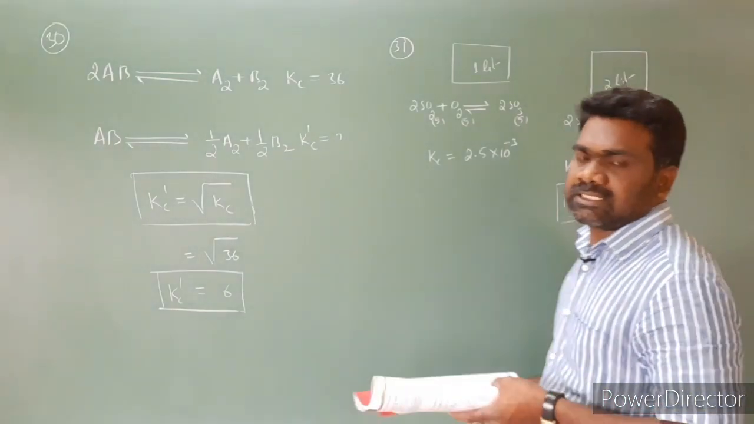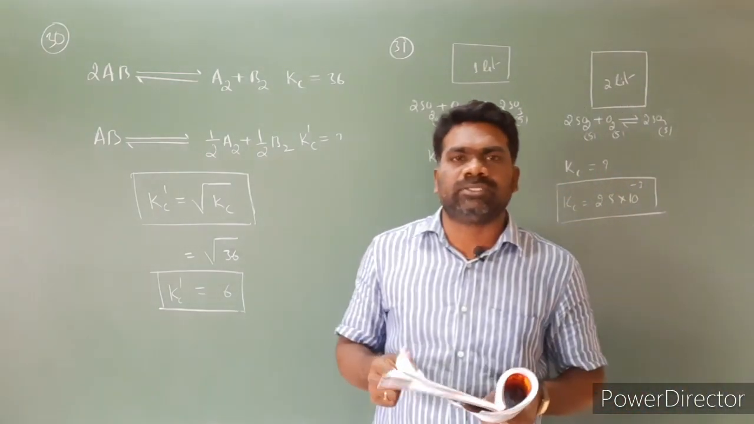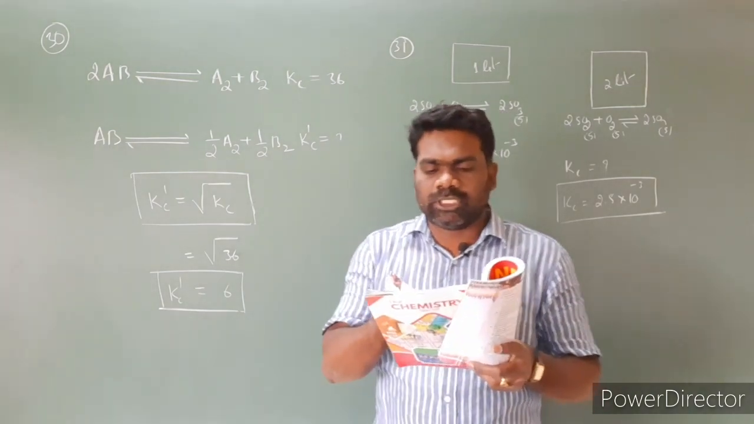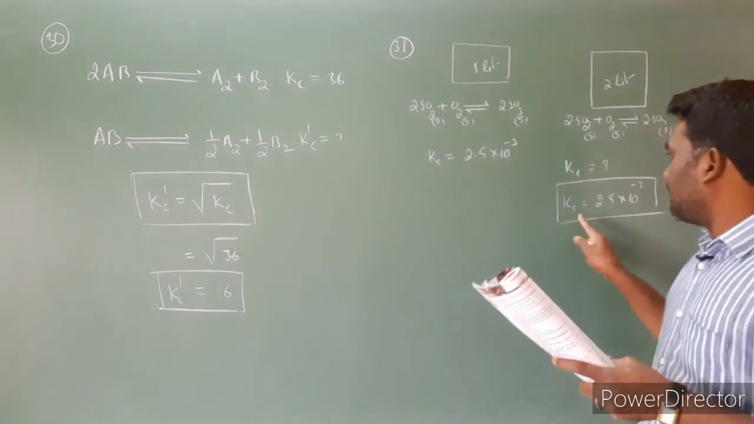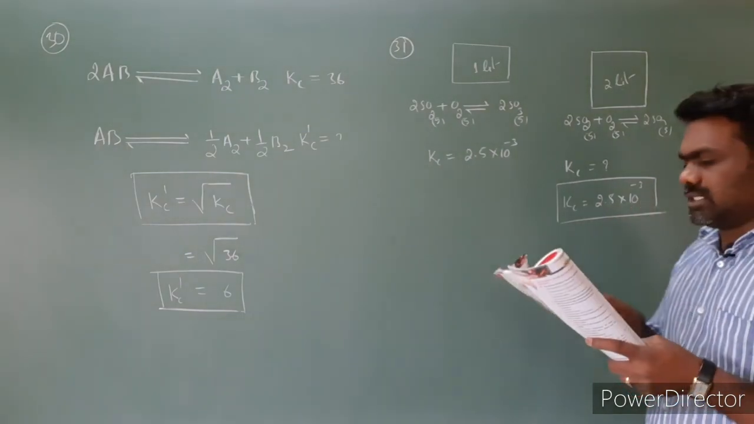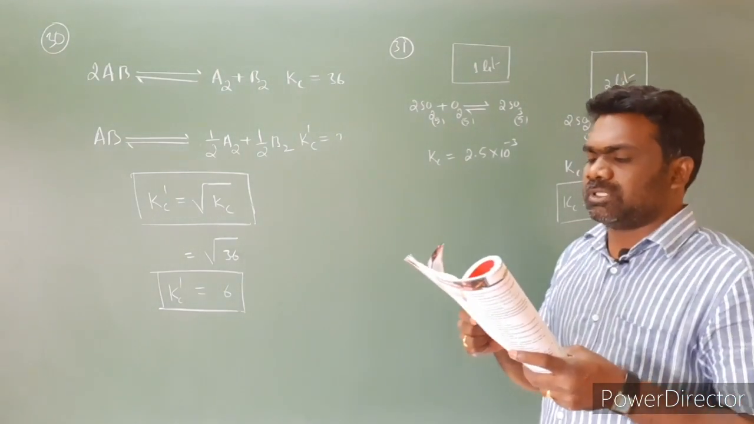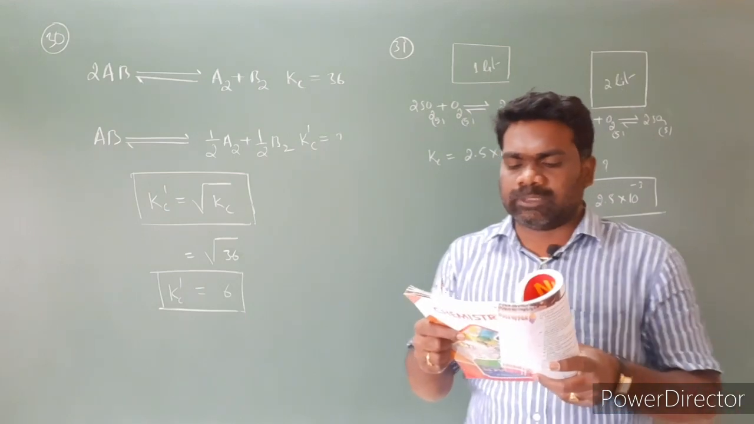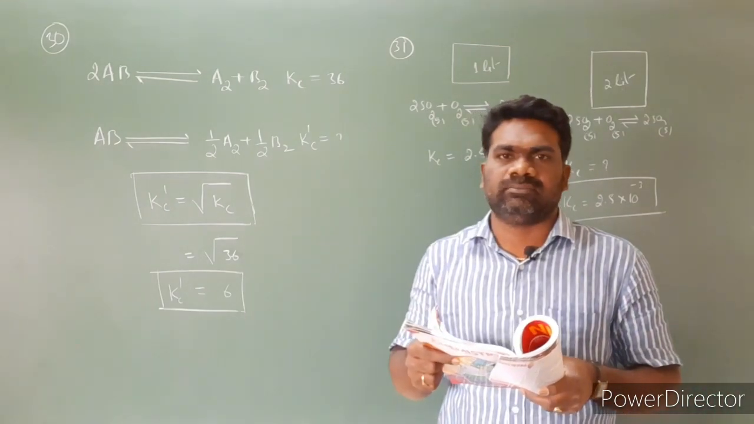So what is the reason? The Kc value, the equilibrium constant, does not depend upon the volume of the vessel. So for question number 31, the correct answer is 2.5 into 10 power minus 3. Look at the third option. Question number 31, the third option is correct.